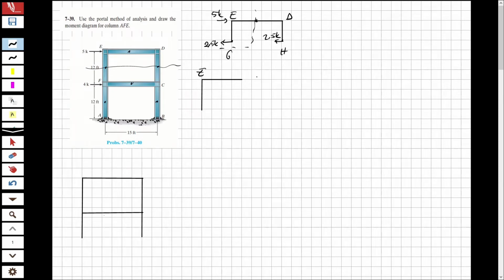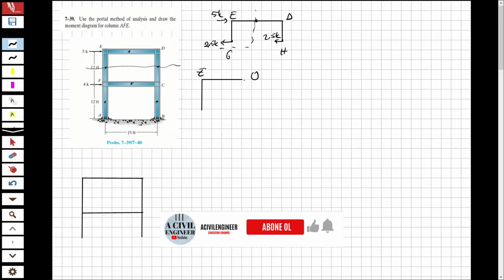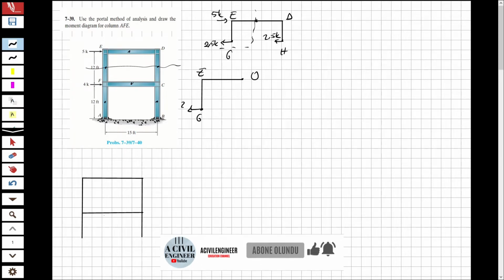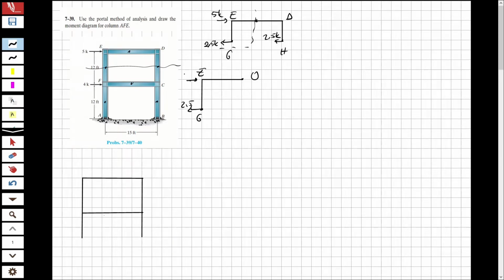For this part, for example, we can say this point is O, and this will be point G. And we have a 2.5 here, we have a 5 kips here, and we are going to have an OY, and this will be OX, and also we are going to have a GY.